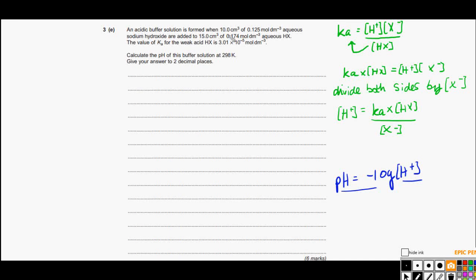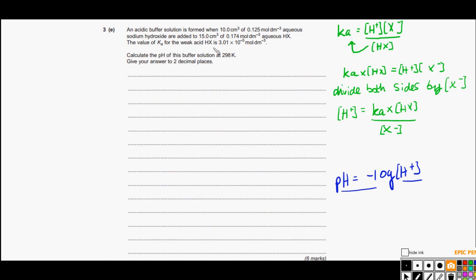So we're told an acidic buffer solution is formed when 10 cm³ of 0.125 mol/dm³ aqueous sodium hydroxide are added to 15 cm³ of 0.174 mol/dm³ aqueous HX. The value of Ka of the weak acid HX is 3.01 × 10⁻⁵ mol/dm³. Calculate the pH of this buffer solution at 298 Kelvin.